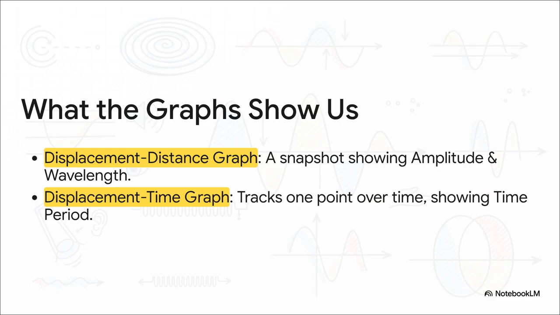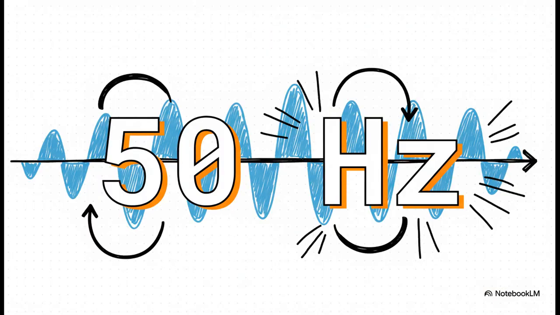The second one is a displacement time graph. This is more like a video that's zoomed in on just one single particle, and it tracks its movement up and down over a period of time. This graph is how we figure out the time it takes for one full wave cycle to happen. And from that time period, we get something absolutely crucial: frequency, which we measure in hertz. So, if a wave has a frequency of 50 hertz, what does that mean? It means 50 full cycles, 50 complete waves are passing by a specific point every single second. It's basically a measure of how fast the vibration is.